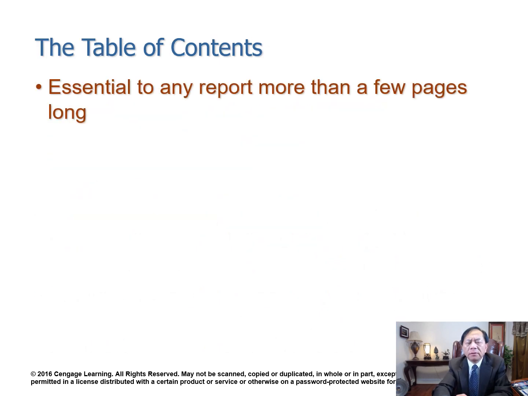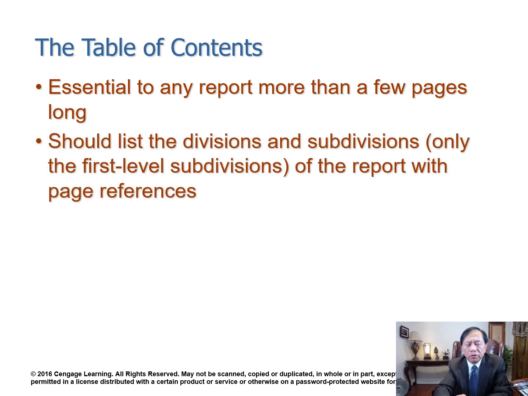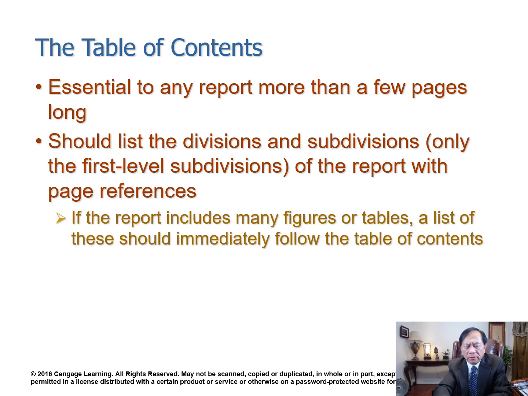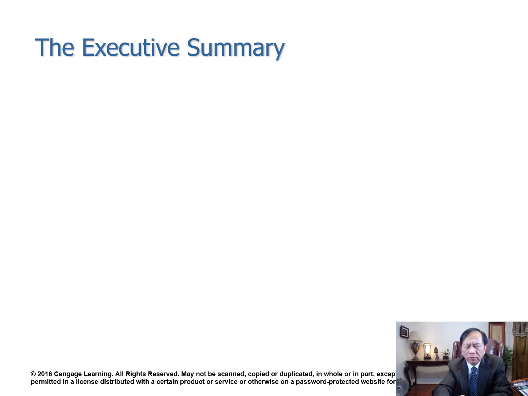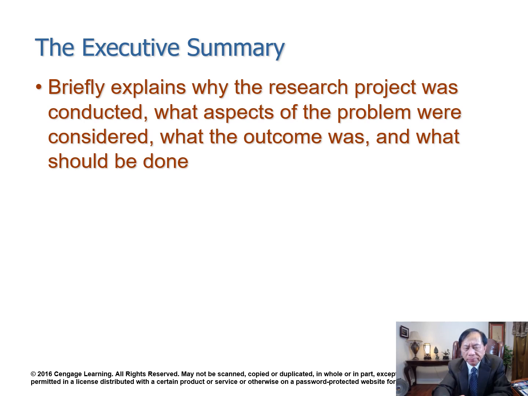Table of contents is essential to any report more than a few pages long. You should list the divisions and subdivisions, only the first level subdivision of the report, with the page references. And if the report includes many figures and tables, a list of these should immediately follow the table of contents. A list of figures.